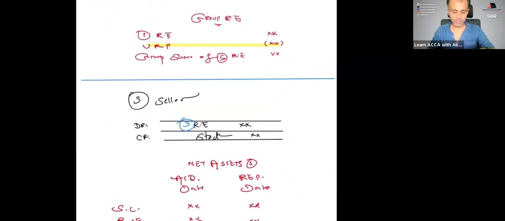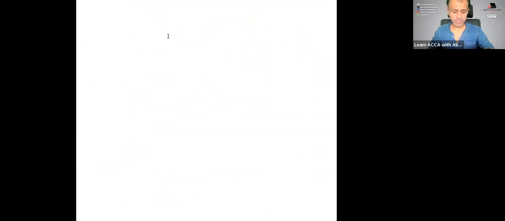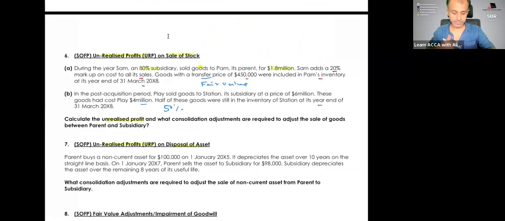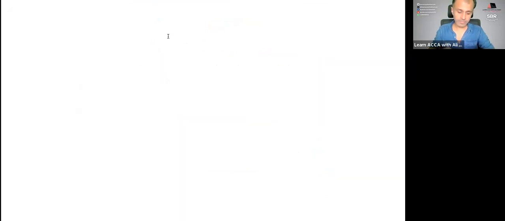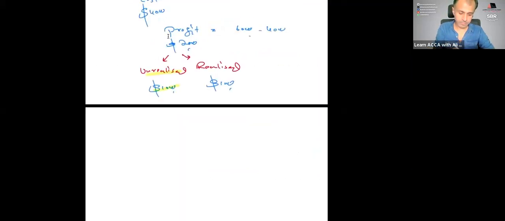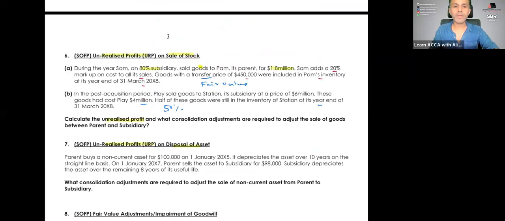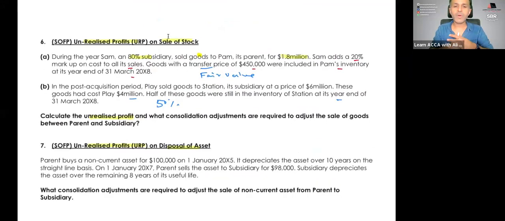And for this, we have that question to work. That question is numbered 7. Let's read it. P has bought an asset for 100,000 on 1st of January 2005. It depreciates the asset over a life of 10 years on a straight line basis. On 1st of Jan 2007, P sells the asset to S for 98,000. So that should be the proceeds.